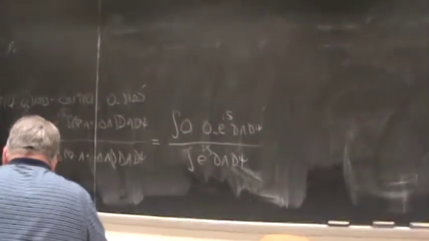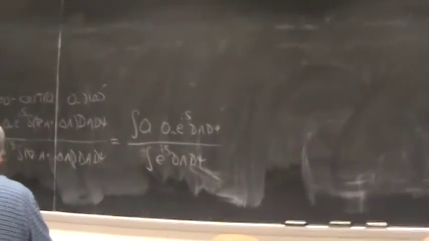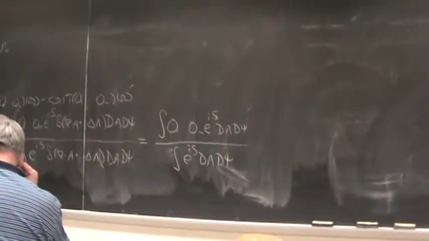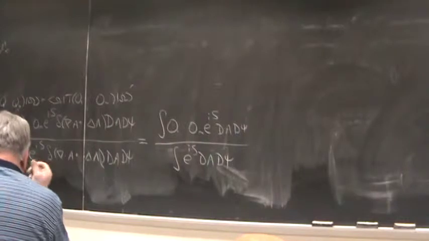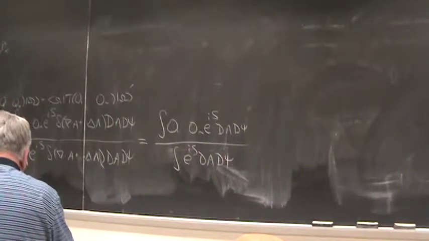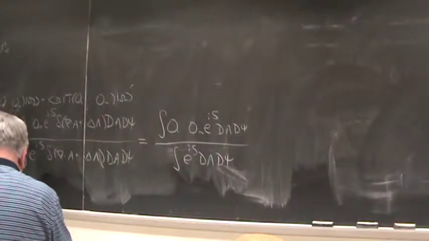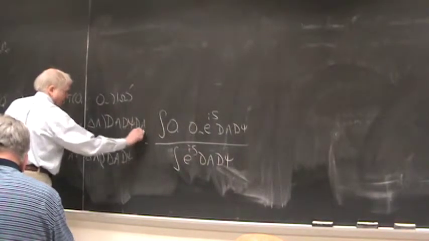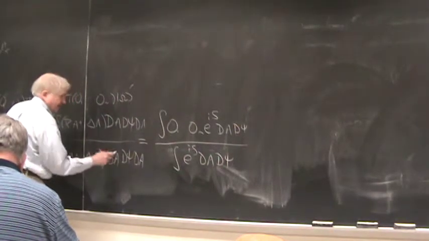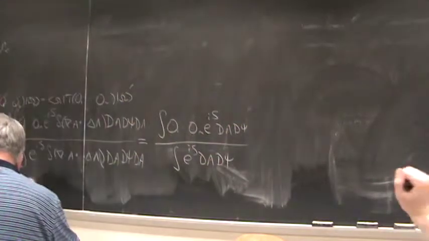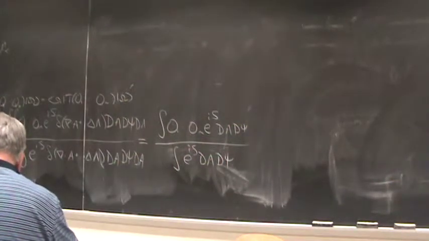So we didn't use up the integration of A to get rid of the delta function? We integrated over lambda. Okay, right. So I should indicate this explicitly. And that gives us this. Okay, that's one thing we can do.